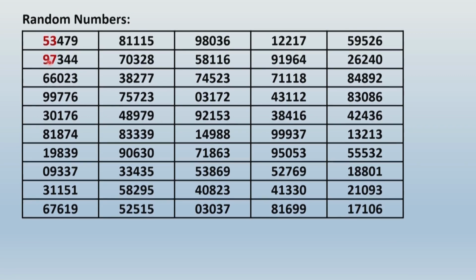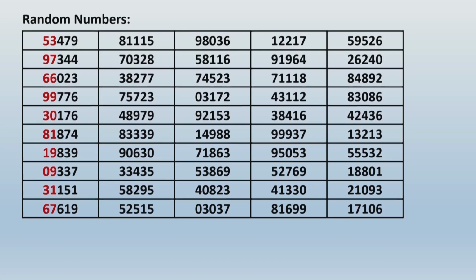Likewise, for the next run, it will be the combination of 66 and 99, 66 for the annual cash flow, 99 for the project life. Then for the third run, it will be the combination of 30 and 81. Then for the fourth run, it will be 19 and 9. Fifth run, it will be 31 and 67.